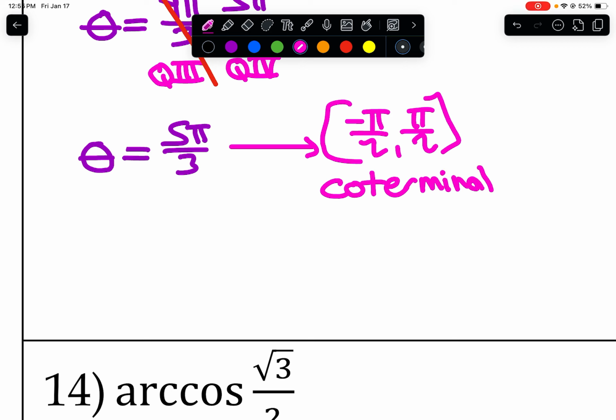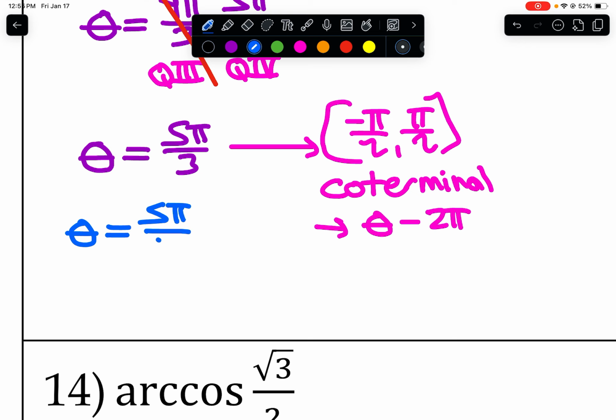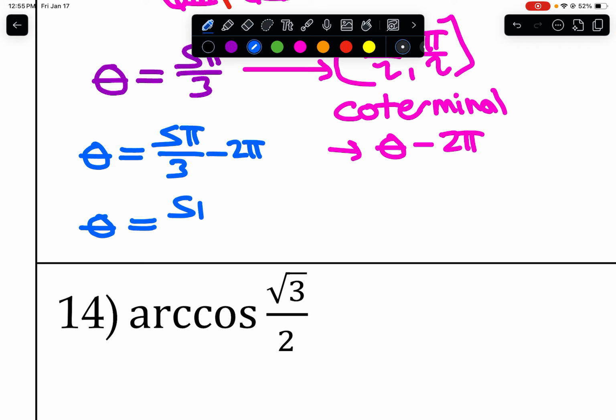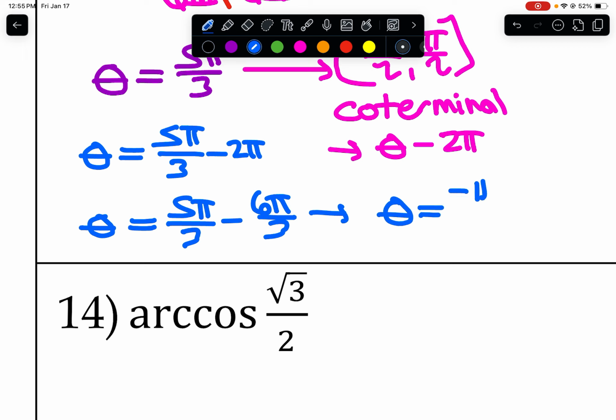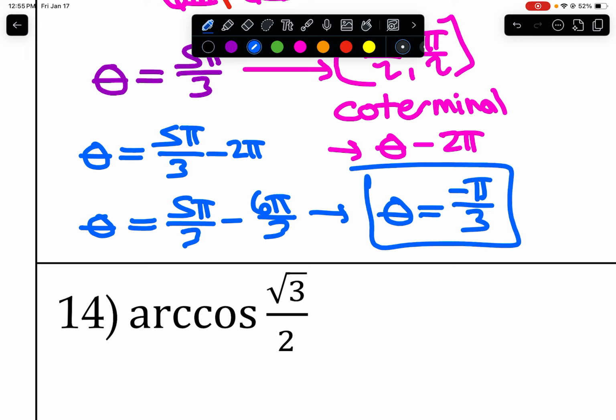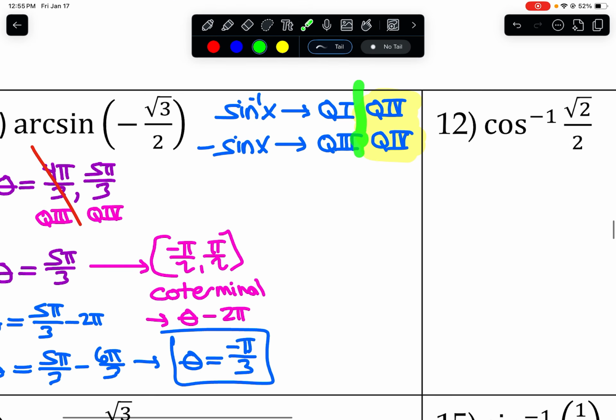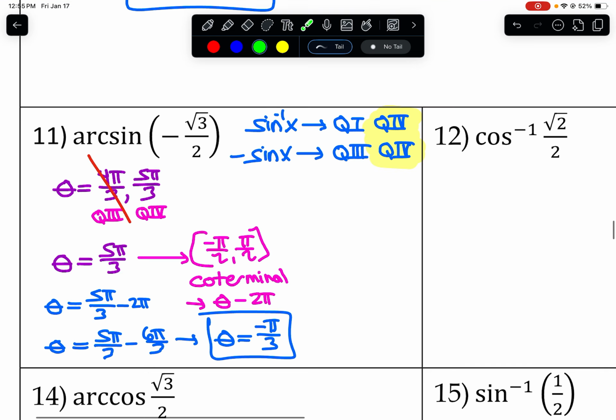We need to find a coterminal angle, which means you're going to do that angle minus 2 pi. So over here, I'm going to do 5 pi over 3 minus 2 pi. That's going to give us 5 pi over 3 minus 6 pi over 3, which means our theta value that we want is actually negative pi over 3. This is your answer. I will say anytime you get your quadrant 4s, those are the ones where you're likely going to have to do a coterminal angle.